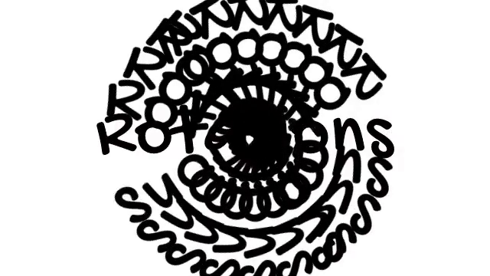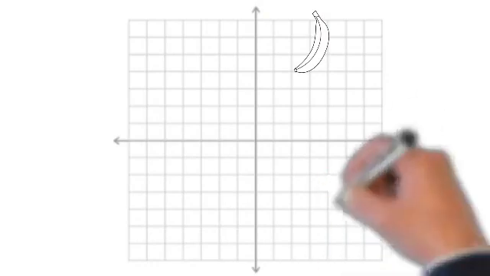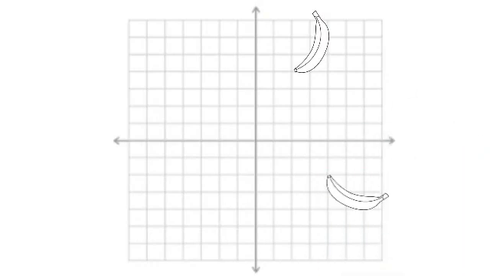In this video, we're going to talk about rotations. We're going to limit ourselves to rotations around the origin in multiples of 90 degrees. On this XY graph, we have a banana. It's in the first quadrant, and then we're going to rotate it 90 degrees around the origin. And notice it rotates around, and then we rotate it 90 degrees more, and we rotate it 90 degrees more.